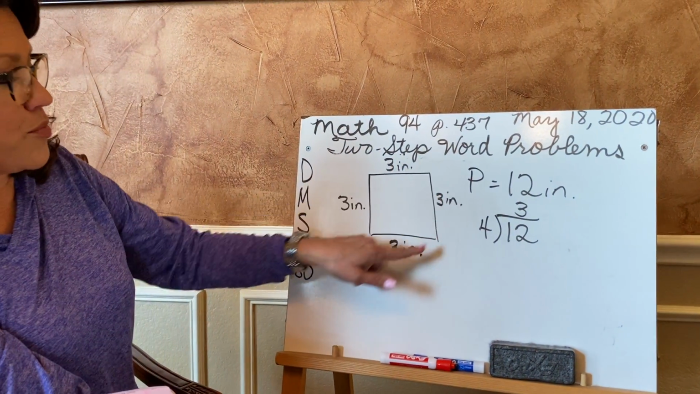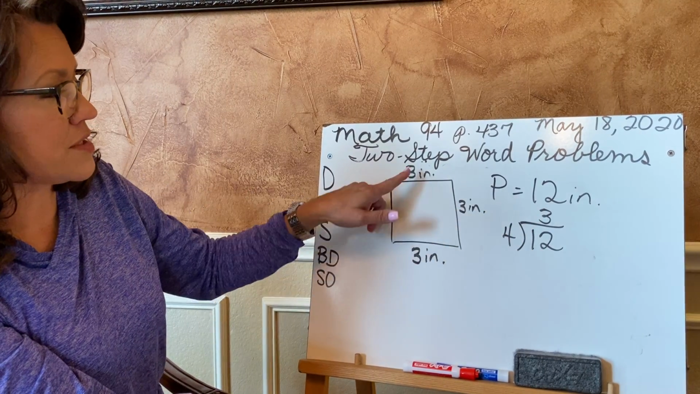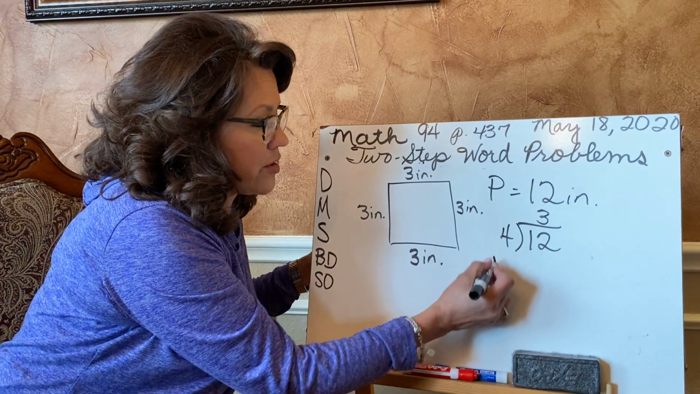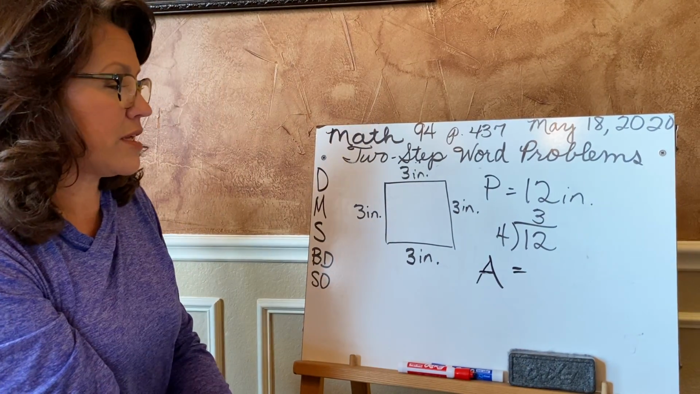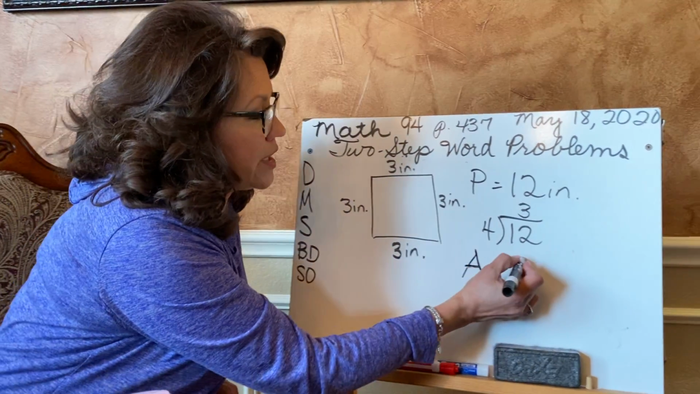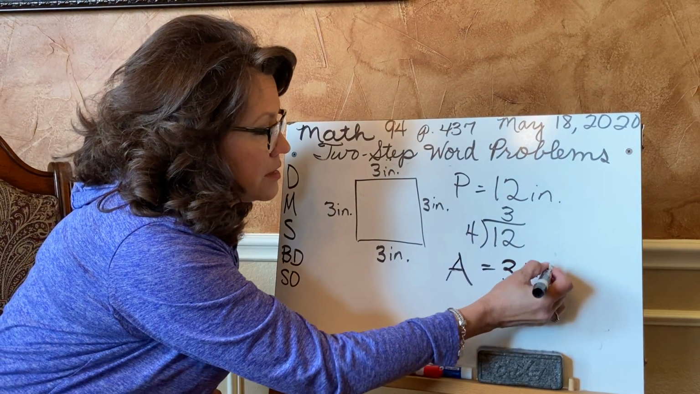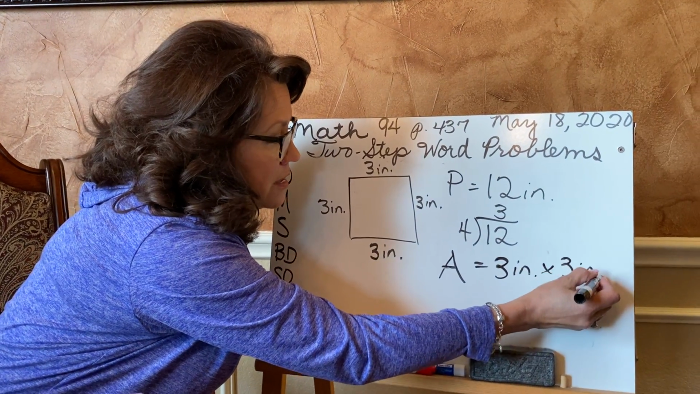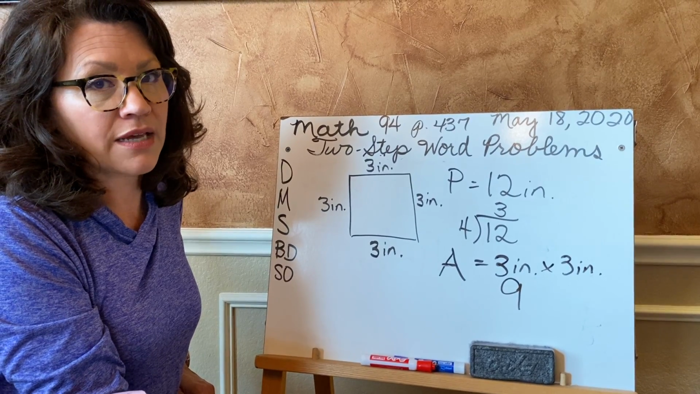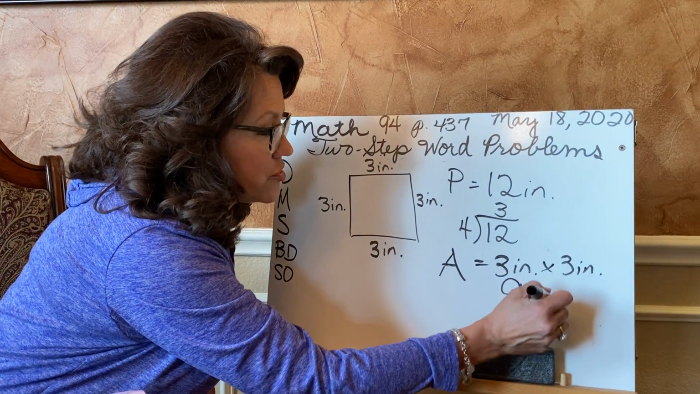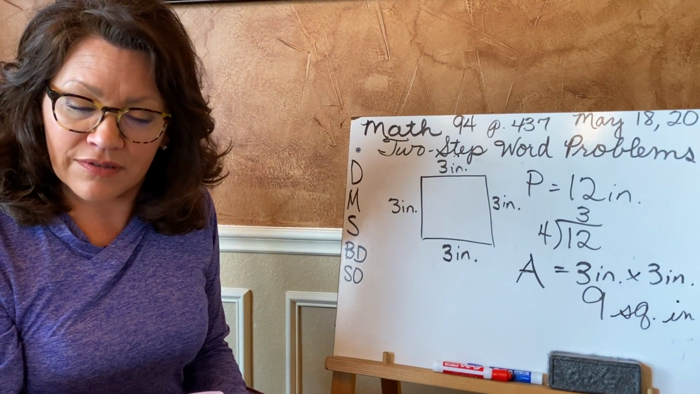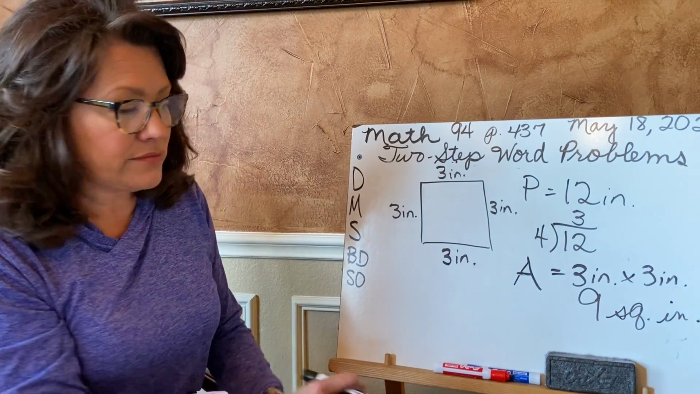Okay, so the perimeter is 12 inches, 3 plus 3 plus 3 plus 3, or 3 times 4. We have to come up with the area, and we've learned that the area is equal to the length times the width, right? So we have 3 inches times 3 inches equals 9. What's our label? Everybody say it. Square inches. Okay? You got it? Does it make sense?